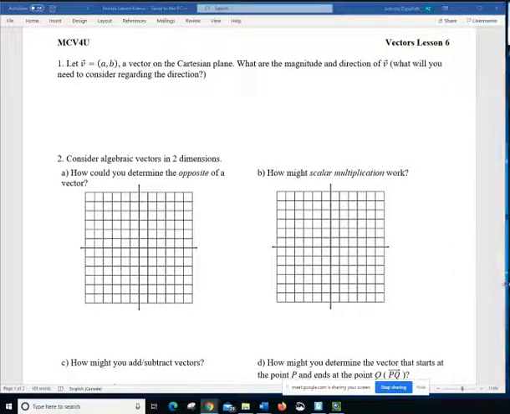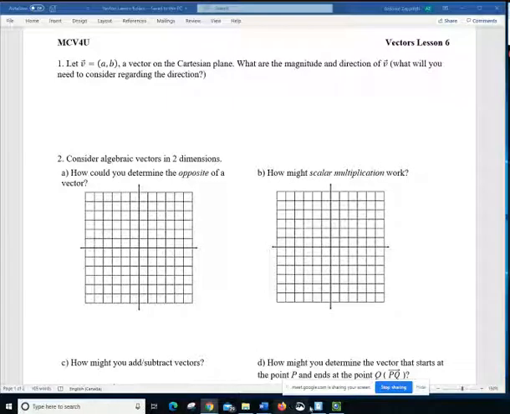Okay, so we're off. So this is lesson 6. The first thing we're going to do is just a reminder of how we determine magnitude and direction. And again, we sort of know that direction's a little iffy there. So I'm just going to ask you to take a minute, minute and a half to recall how we're able to find the magnitude and direction of a vector, an algebraic vector defined in 2D on a Cartesian plane. Okay, so I'll give you a minute to do that.